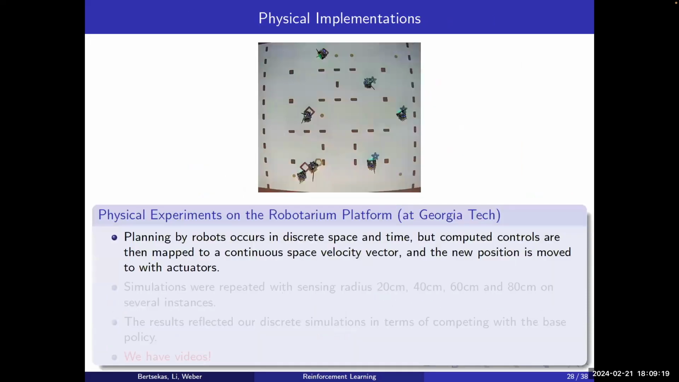Okay. We also did physical implementations of this algorithm. We used the Robotarium platform at Georgia Tech. I'm not sure if you've ever heard of this before, but it's basically this citation generator for the scientists at Georgia Tech.